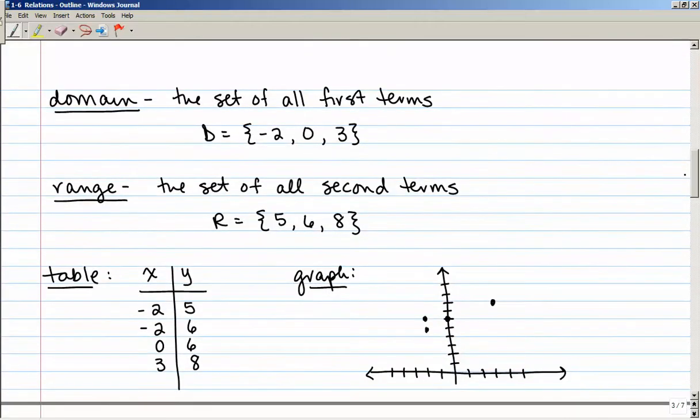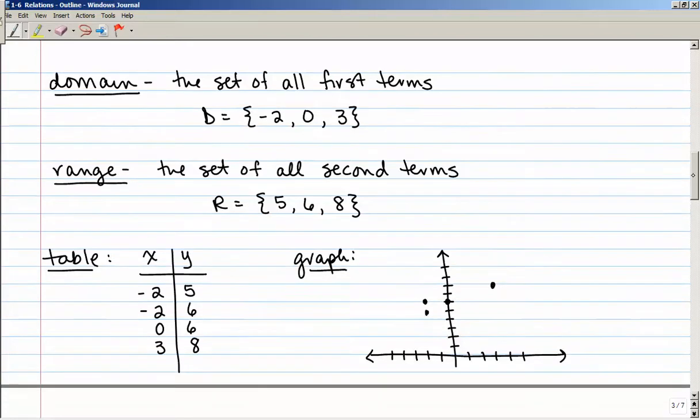I said a relation can also be expressed as a table. I did this one vertically. You could also do it horizontally, but there you have an x column and a y column, and then the numbers of each ordered pair across from each other. You can also express the relation as a graph, in which case you would just graph each ordered pair. And don't worry about labeling them, just make sure that you've graphed them in the right spot.